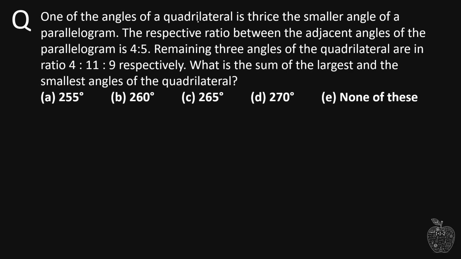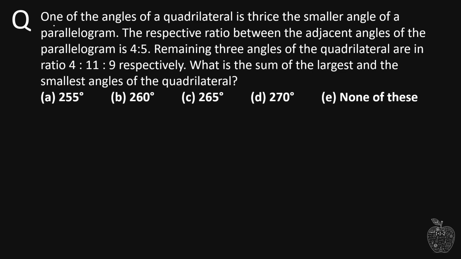One of the angles of a quadrilateral is thrice the smaller angle of a parallelogram. The respective ratio between the adjacent angles of the parallelogram is 4:5. Remaining three angles of the quadrilateral are in the ratio 4:11:9 respectively. What is the sum of the largest and the smallest angle of the quadrilateral?